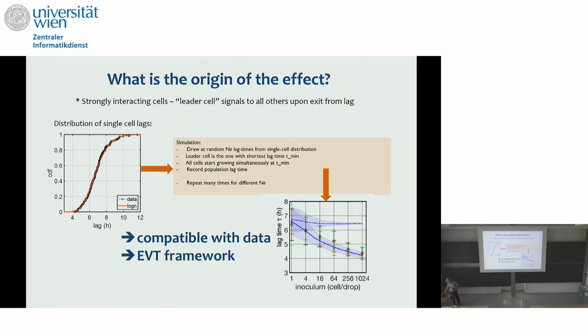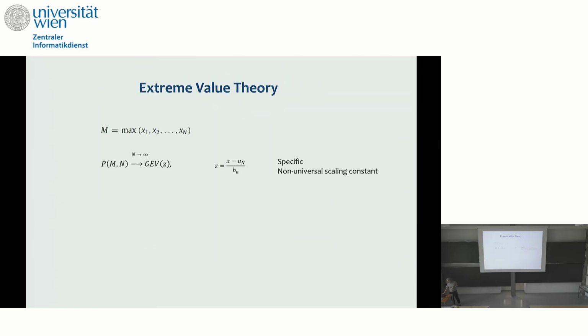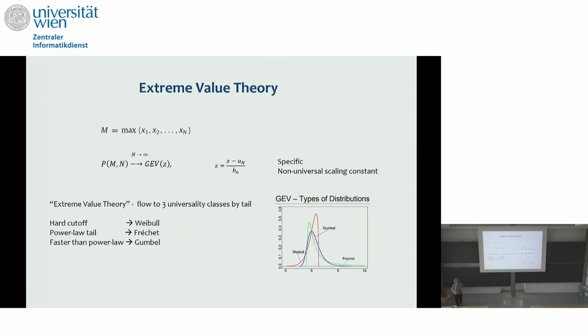Okay, so it's compatible, and it immediately brings me to think about the extreme value framework. I guess I can skip this slide in this audience. Everybody knows about extreme value statistics. So I have three universality classes. The one thing that I want to say here is that while the distributions are universal and depend only on the tails of the parent, the constants that you need to normalize, the rescaling constants, are not universal. They depend on the distributions.